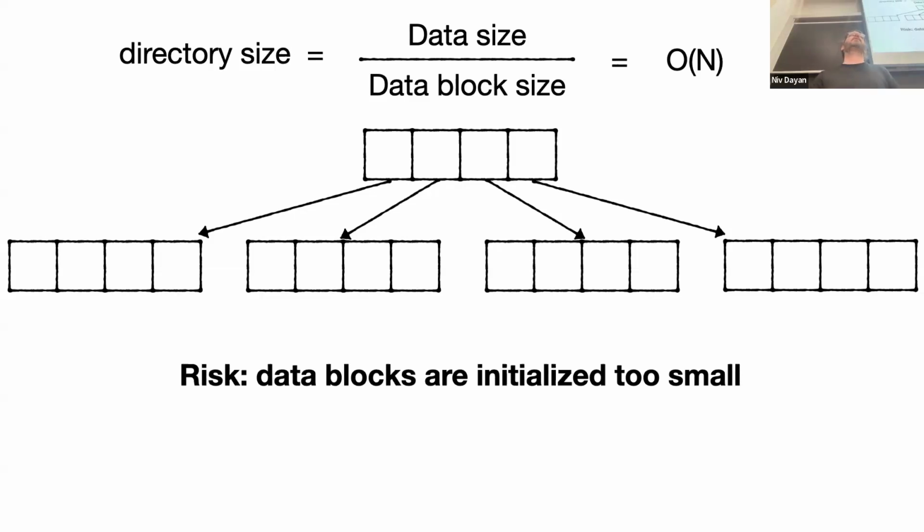The risk is the following. Suppose that I set the initial data block to be too small. The directory is just going to continue growing linearly with data size. That's not ideal, because if the data is growing by a lot, the directory is just going to grow and grow until it might eventually exceed the L1 cache. And recall that the L1 cache is not that big, and it also stores other things. The L1 cache is a precious resource. We don't want to butcher it or abuse it.